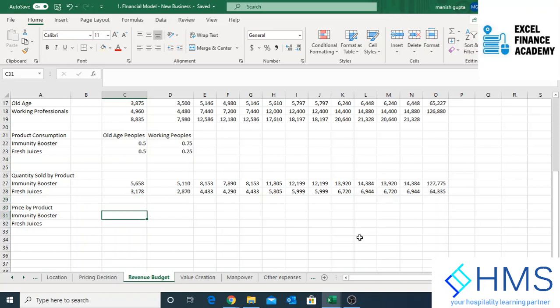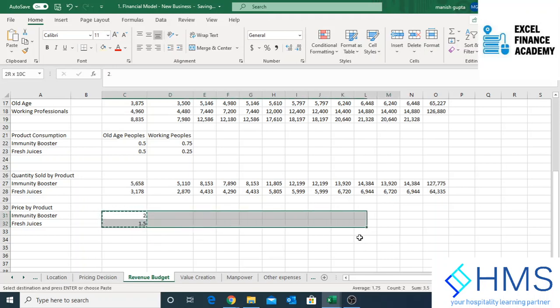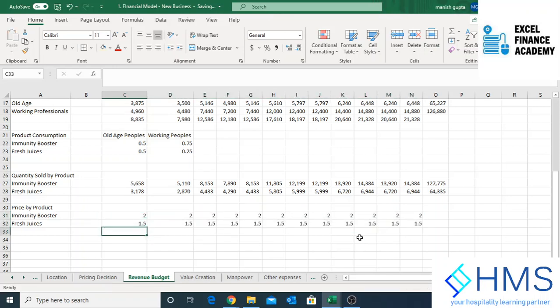For now, for the sake of simplicity, we assume we're going to charge the same price, $2 for immunity booster and maybe $1.5 for fresh juices. So this is our list price. We may have to do promotional discounts, we may have to do other discounts, so our actual achieved price may be lower. So now you have a choice: either you can say it's going to be this price all the time, and then you will do marketing discounts.